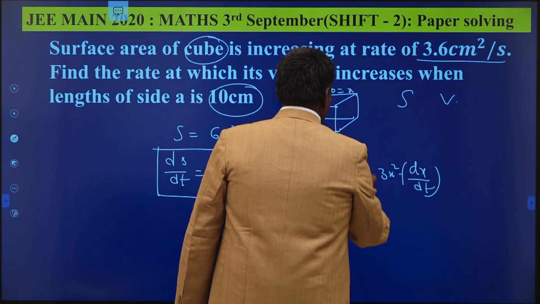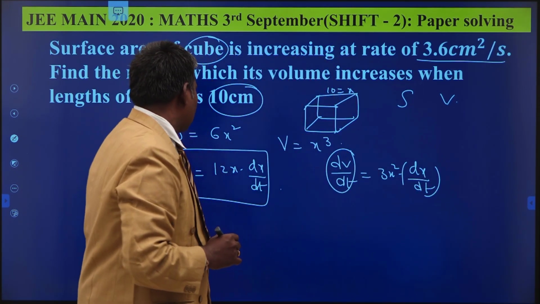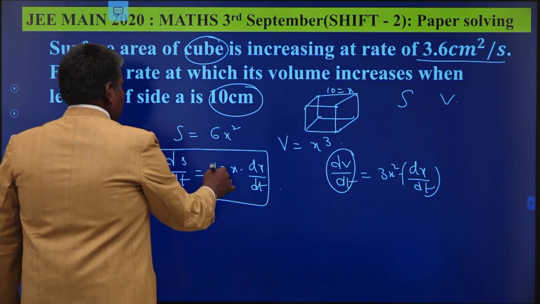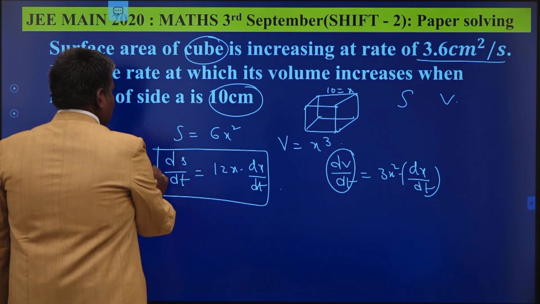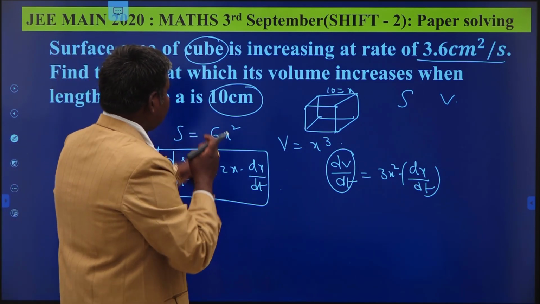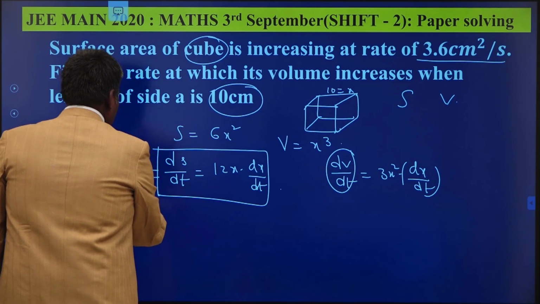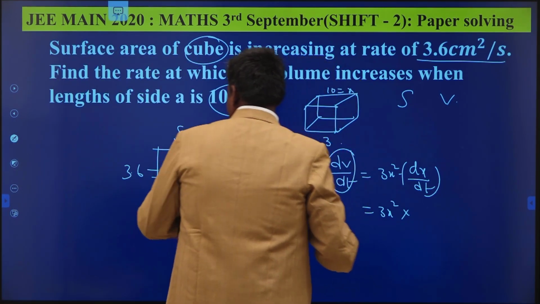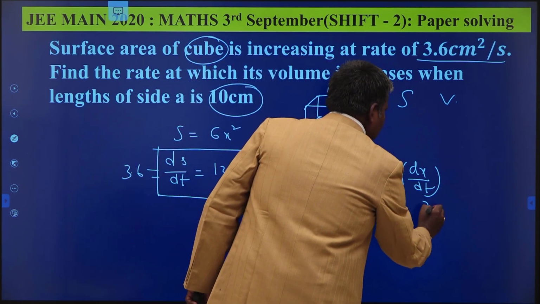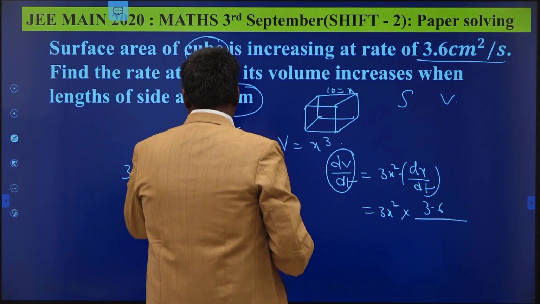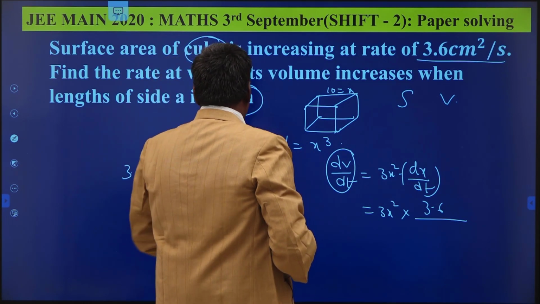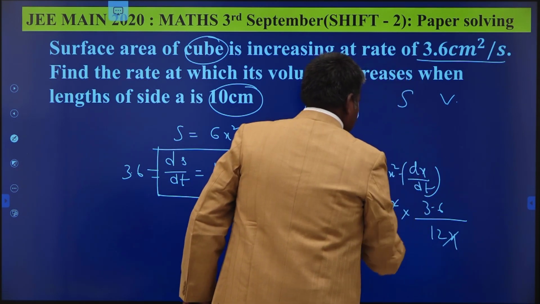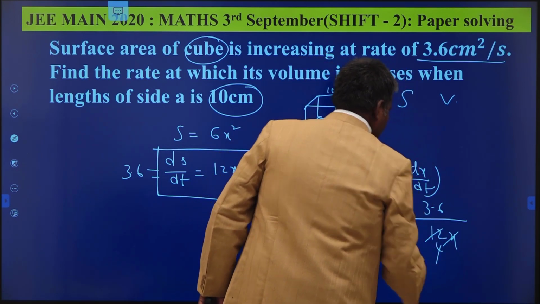What you have to find out? You have to find out dv by dt. So, what is dx by dt? ds by dt by 12x. What is ds by dt is given to you? That is 3.6. 3.6 by 3x square times of 3.6 whole divided by 12x square. 12x. X gets cancelled. 3 by 12 is 1/4.